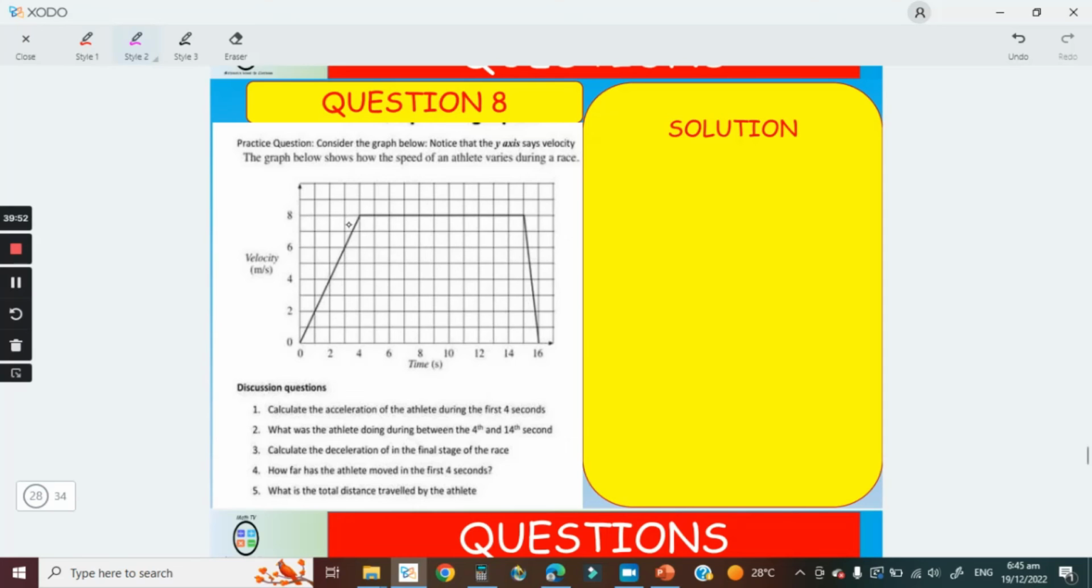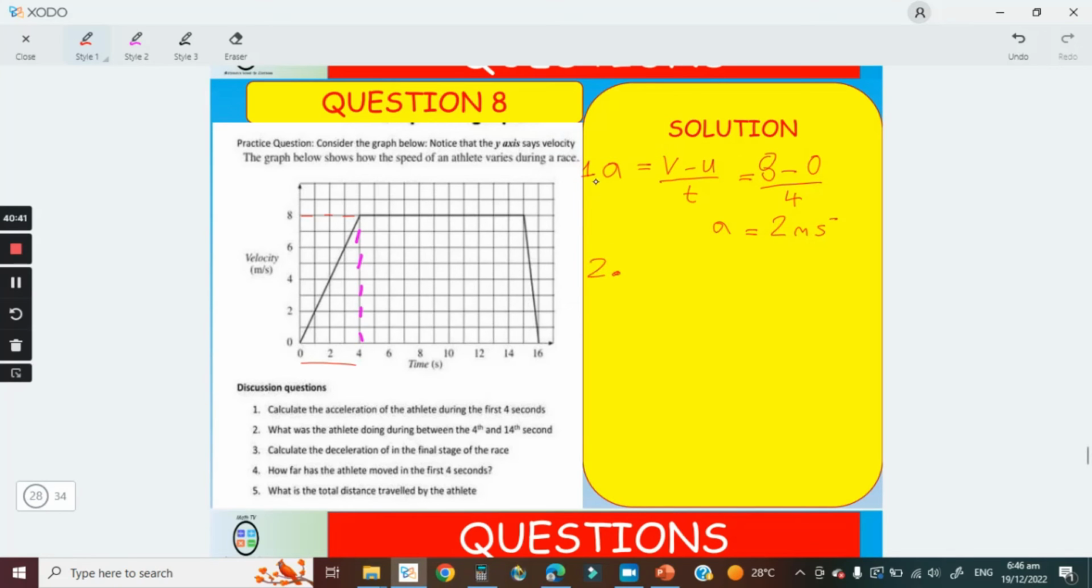Always remember, for a velocity time graph, the gradient is acceleration. Let me say it one more time. For a velocity time graph, the gradient is acceleration. So for the first 4 seconds, acceleration is the final velocity minus the initial velocity, divided by time. The final velocity at 4 seconds is 8, minus the initial velocity at the start, which was 0, over the time, which was 4. 8 over 4 is 2, so the acceleration is 2 meters per second squared. That's how we write it. So that's number 1.